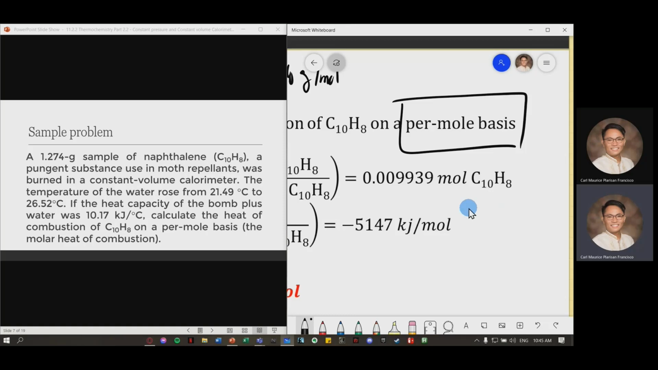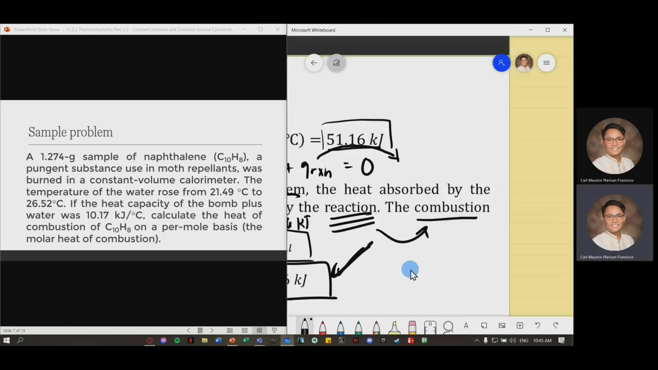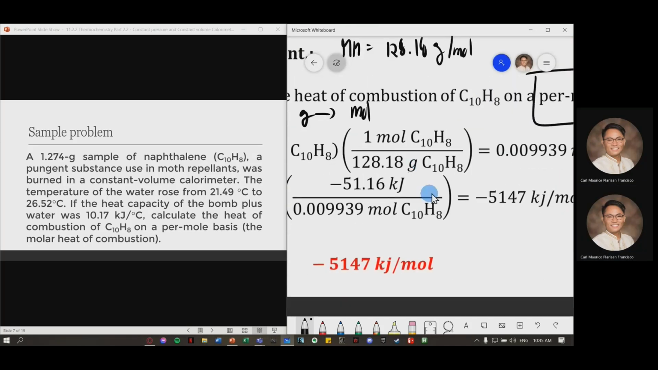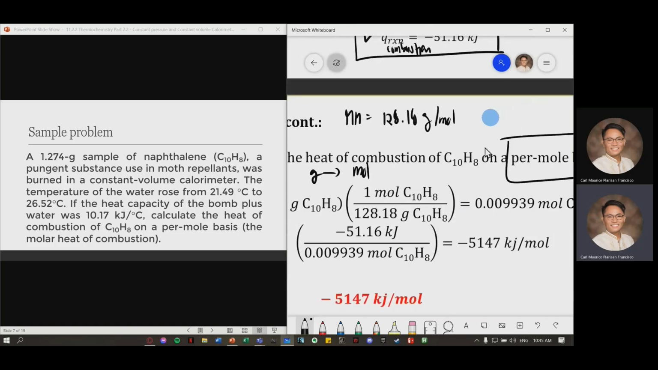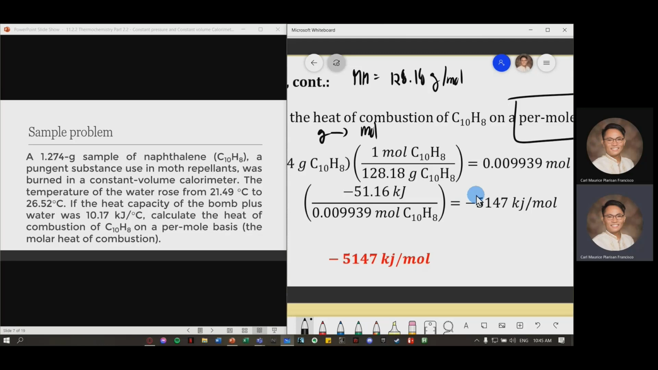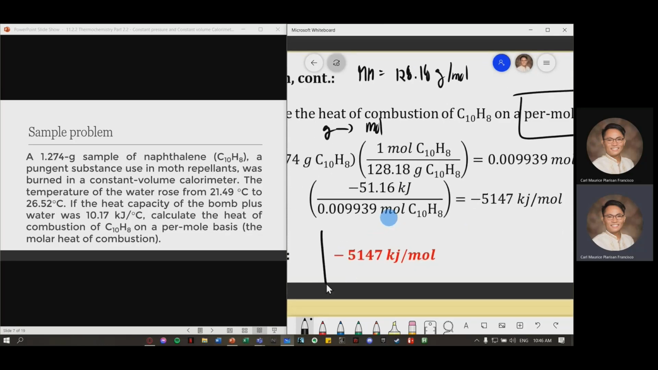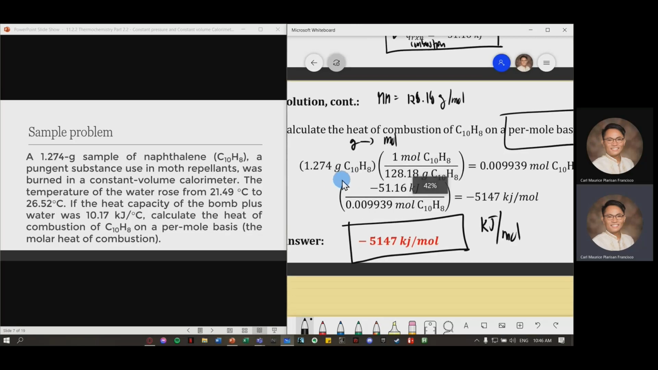So we now have a mole value of naphthalene. Now, it says per mole. So our answer from before in kilojoules, we just make it kilojoule per mole. How? Negative 51.16 kilojoules, our answer earlier, divided by the mole value of naphthalene, we have negative 5,147 kilojoule per mole. Hence, per mole basis, kilojoule per mole. And that is now our final answer.